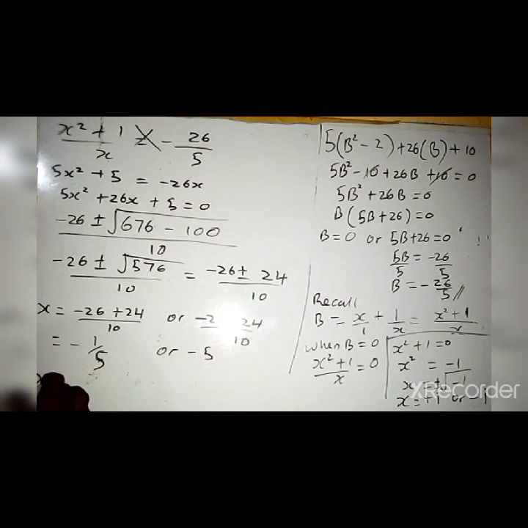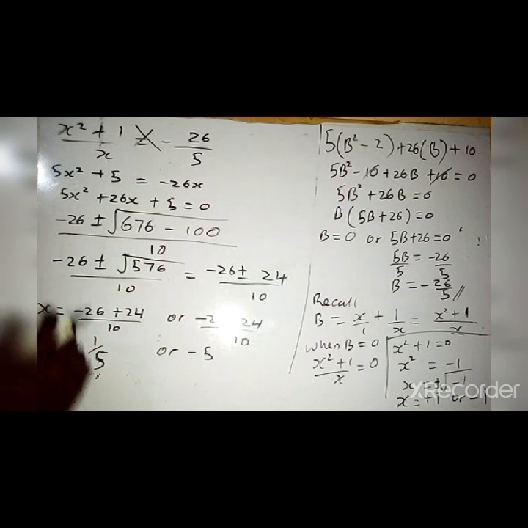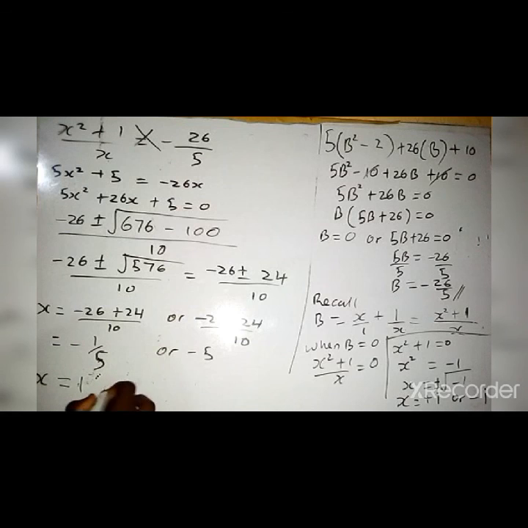Hence our value of x, since the power of x in the question is 5, so we have to get 5 values of x. The first answer is 1. No, minus 1. Our first answer is minus 1. The second answer is plus i. Third one, minus i. Fourth, minus 1 over 5. Fifth, minus 5. So these are the values of x.